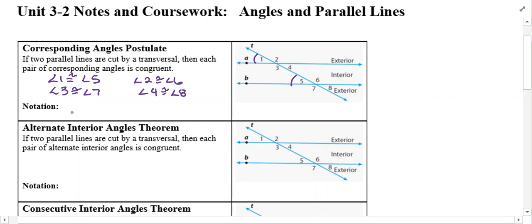And our notation for that is parallel lines cut by a transversal gives us that corresponding angles congruent. So on a quiz, a test, or homework, I expect that you will say this and not the name of the theorem or postulate.